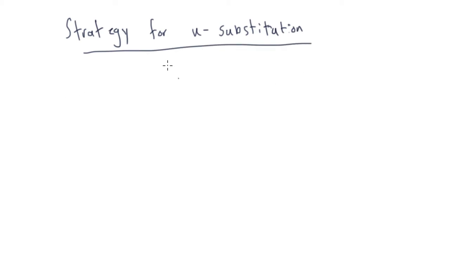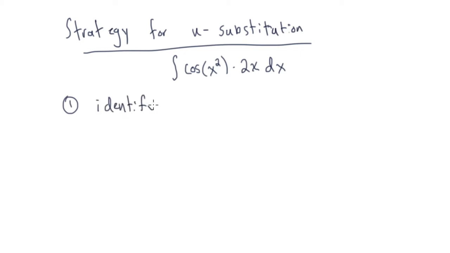So I have an integral. Let me give you an example of an integral where you can use the substitution rule. So let's say I have cosine of x squared times 2x. Okay, and I want to find an antiderivative to evaluate this indefinite integral. Okay, so what do I do? Well, the first step with use substitution is identify u. And like I said, u should be some function of x.